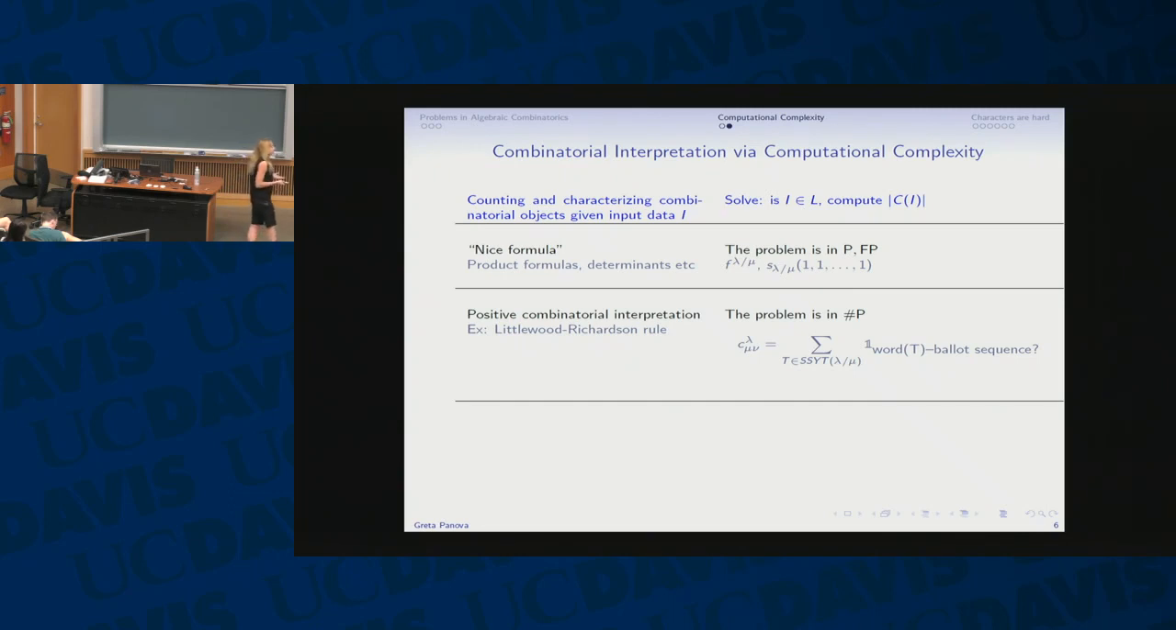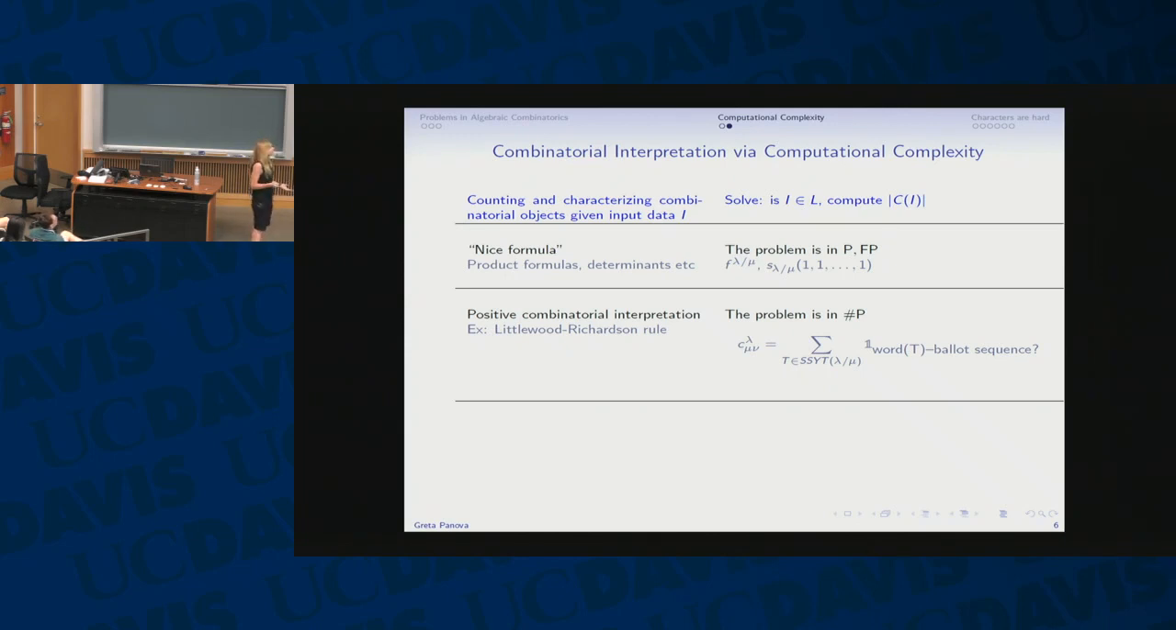If we have a positive combinatorial interpretation like the Littlewood-Richardson rule, then the problem is naturally in this class sharp P, because here is the example of the Littlewood-Richardson rule. This is a sharp P formula. We're going over all the semi-standard Young tableaux. They are not so few, they are exponentially many, but that's fine, that's allowed. And then we need to check for each one of them if it's, say, a ballot sequence and so on, and that takes polynomial time, or maybe even linear if you encode it well enough.